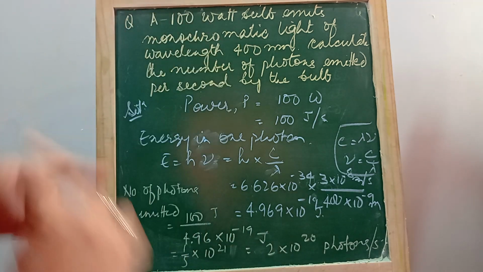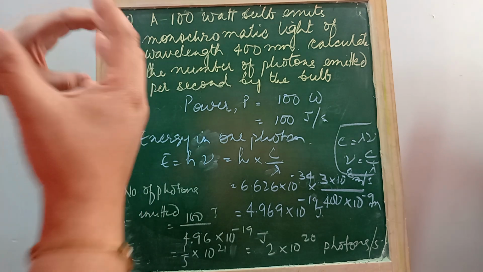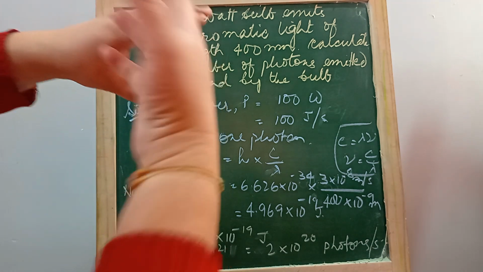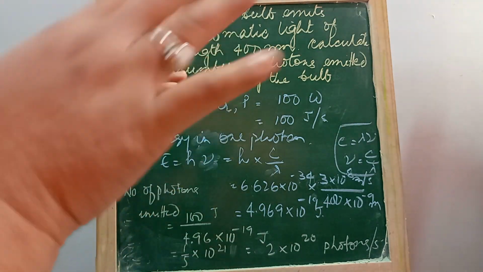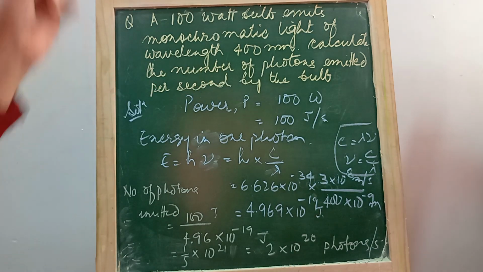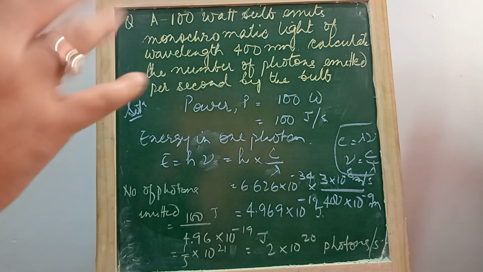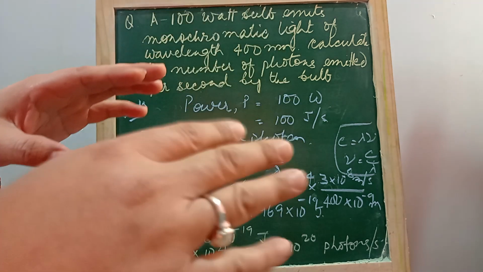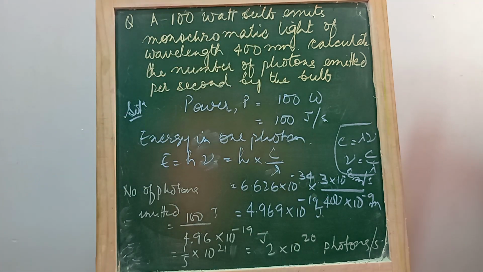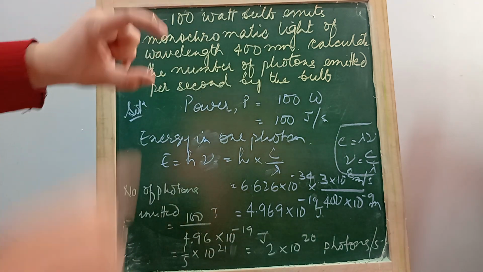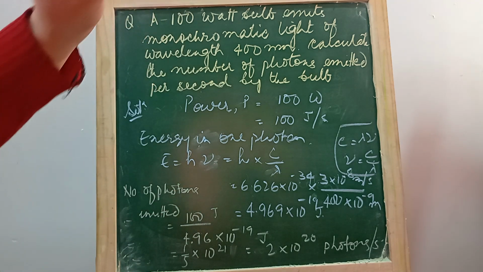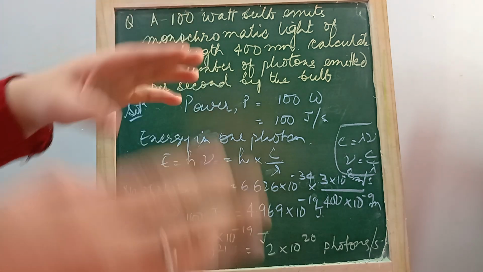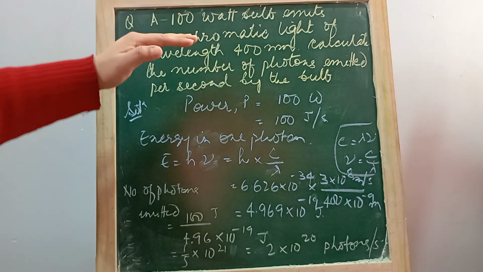Monochromatic: mono means one, chromatic means color. The light emitted by the bulb contains only one frequency, or only one wavelength. It's not a combination of many electromagnetic radiations, like the white light emitted from sunlight. It's a bulb emitting a single kind of electromagnetic wave, having a single wavelength and single frequency. And the power of the bulb is 100 watts.